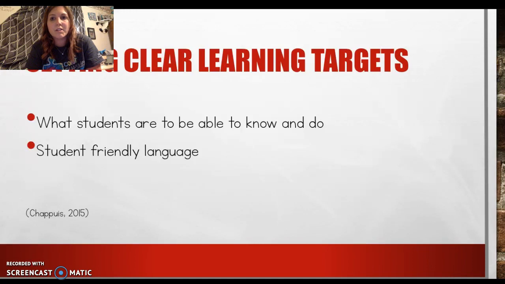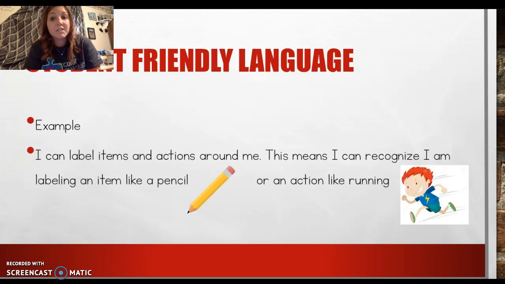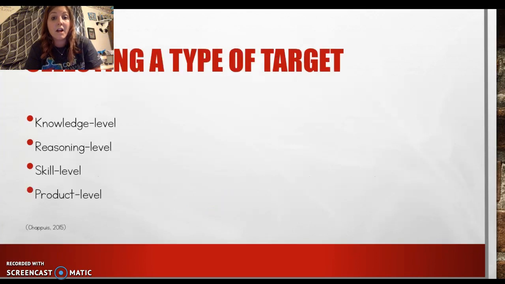So learning targets. Setting clear learning targets should be addressing what the students need to be able to do and know by the end of the lesson or unit. The target should be written in student-friendly language, or language that they're able to understand and then articulate back. An example of setting a learning target using student-friendly language is here on the screen, and that's from my classroom. My students found it easier to understand my expectations and what they were learning based on a learning target that used pictures.